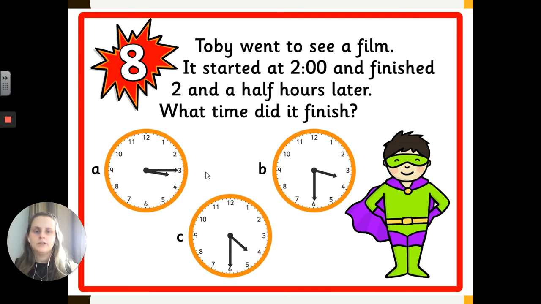Number 8. Toby went to see a film. It started at 2 and finished 2.5 hours later. What time did it finish? So work out what time it finished, and then can you find a clock that shows that time? Is it A, B, or C?